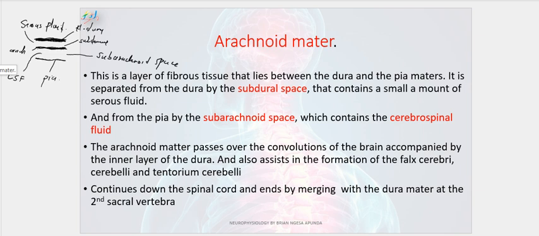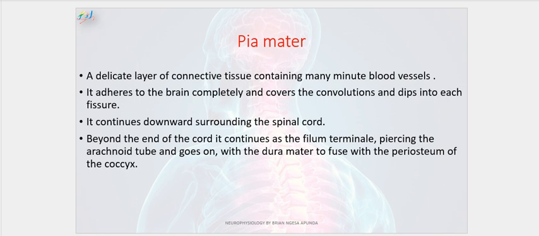So we've said that this is the arachnoid. From covering the brain, it will continue down the spinal cord and ends by merging with the dura at the second vertebra. So this will eventually join with the dura, so that it doesn't seem as if there's an opening space from the inferior end of the spinal cord. So our third layer, innermost, is the pia mater. This is a delicate layer of connective tissue.